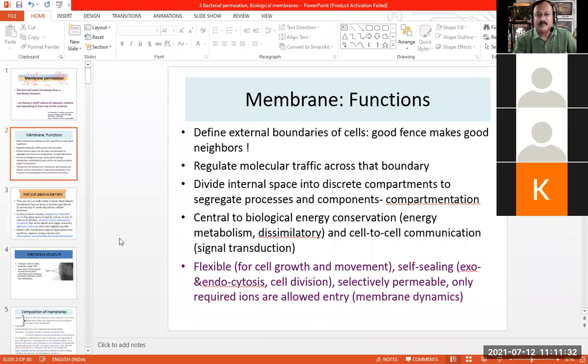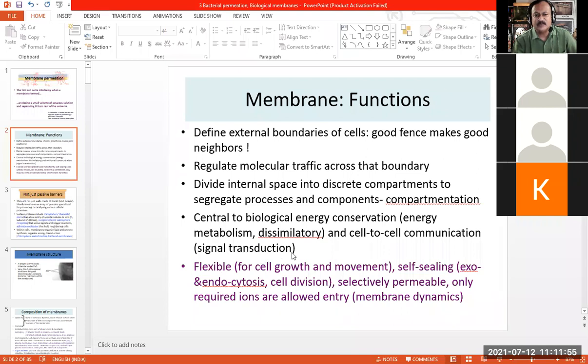Then one thing we have seen that was very important: we have already studied 3 units related to energy metabolism, photosynthesis, respiration, and chemolithotrophy. All these things are essentially happening in the membrane. I hope you remember that, right? And this I have already told you.